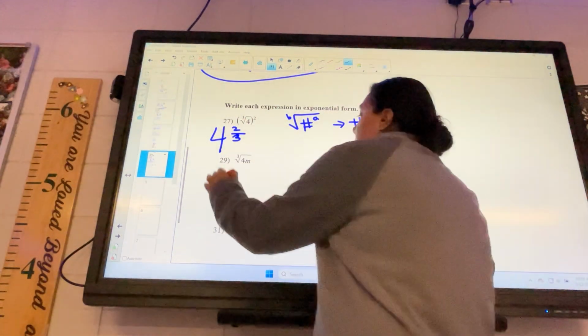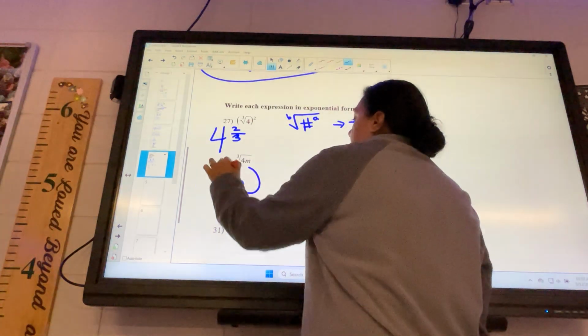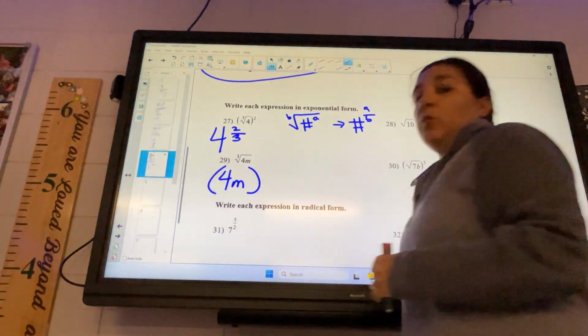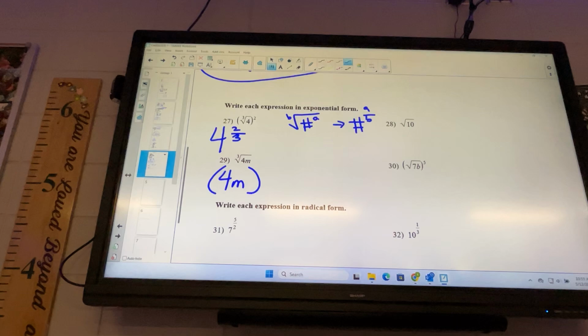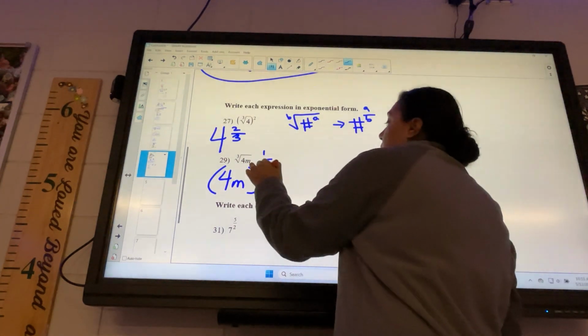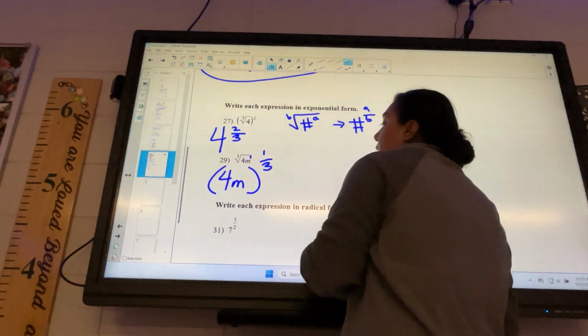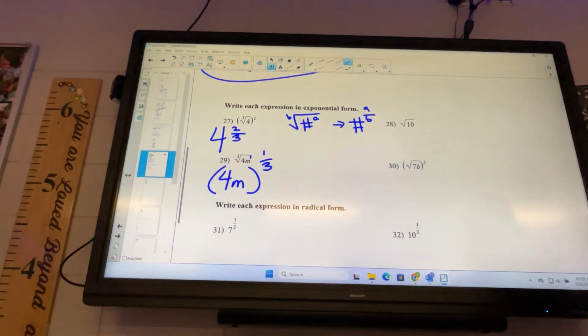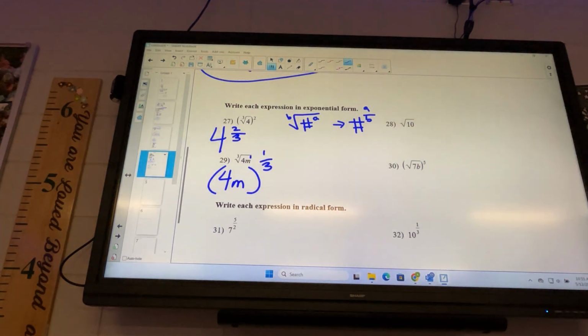Okay, 29 is going to be 4m. Remember, if there's more than one piece on the inside, you got to use parentheses. What's going on top? 1 and a 3. Remember, if there's no number on the inside, it's a 1. If there's no number on the outside, what number is it? A 2.